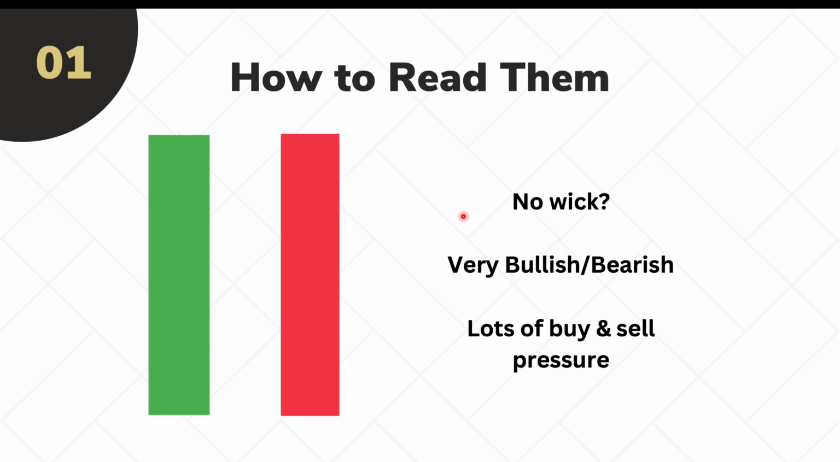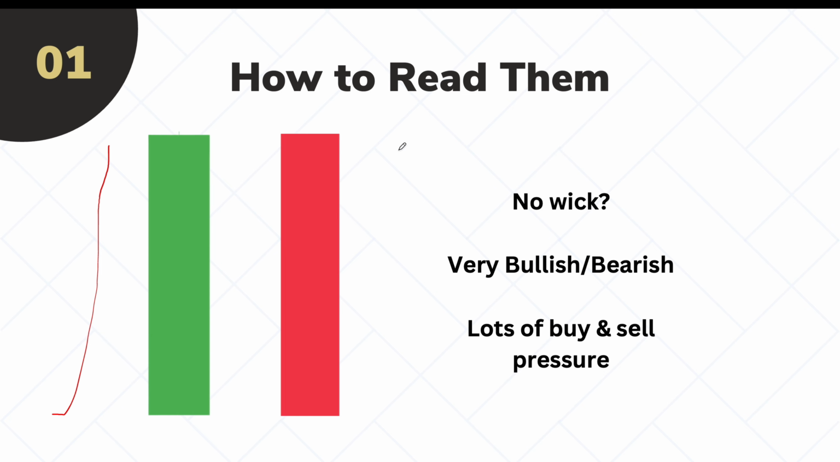So now you know what a normal candlestick looks like, a bearish and a bullish one. You know how a hammer looks like with lots of buy and sell pressure. But what if a candle doesn't have a wick or a really small one? What does that say about a candle? If you have a green candle with no wick, that means price opened here and without going lower, it just went straight up. That means we are very bullish.